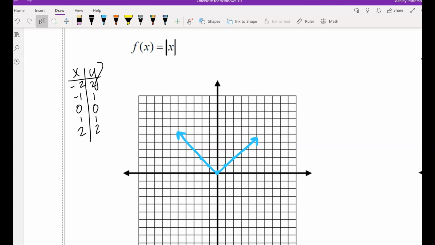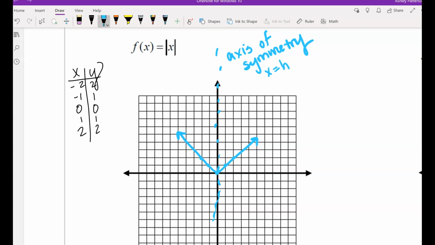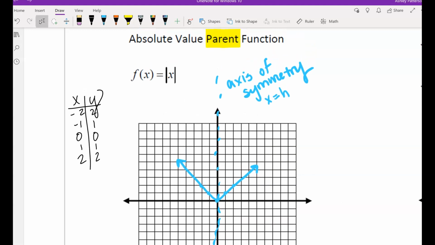This is also a symmetrical function, which is kind of neat. So the left side can be reflected across this axis of symmetry. And the axis of symmetry is a dashed line. It's a characteristic of the function. It is not the function. It cuts straight through the vertex. So our axis of symmetry is always in the form x equals h. It's a vertical line, so it's x equals, and it shares the x coordinate of the vertex, or the h. All right, so there's our parent function for the absolute value.